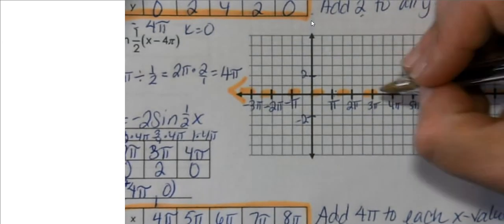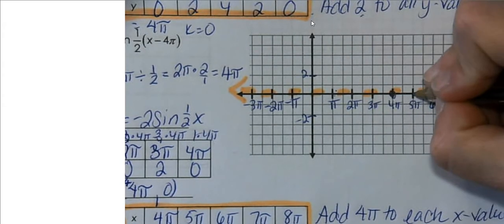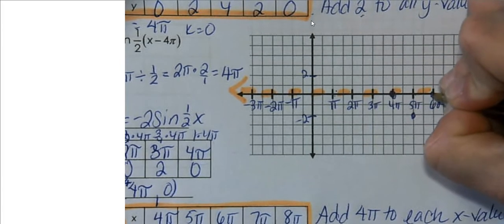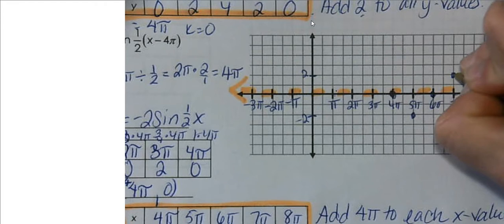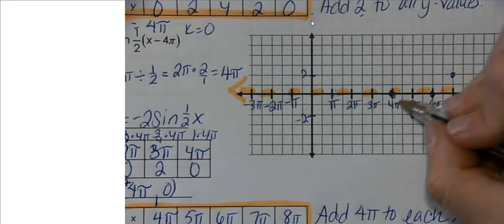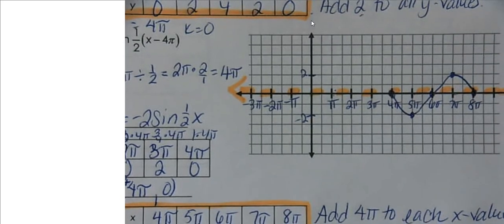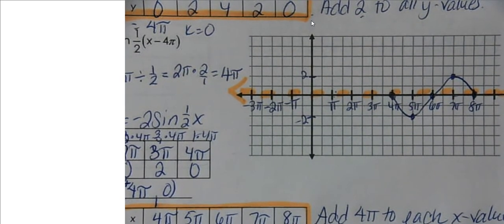And now I'm going to plot just my final key points, and then I'll expand it from there. So I'm going to start with 4 pi, 0, so here is 4 pi, 0. Here is 5 pi going down to negative 2. Then 6 pi, 0, 7 pi is going up to 2, and then 8 pi, 0. And I'm going to draw just one quick smooth wave, and this is one full cycle of sine. And I'm going to continue with this cycle to the left and to the right.